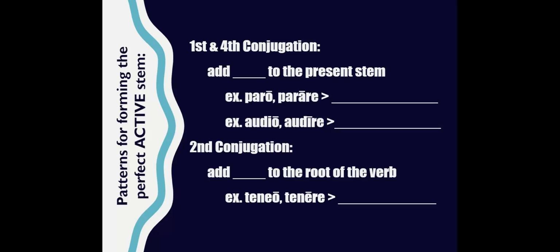There are some patterns for forming the perfect active stem. First and fourth conjugation, add VI to the present stem. So if we take our present stem, which we talked about earlier, we remove the RE from our second form. So for paro, parare, we remove the RE and we get para, and then add VI. It would be paravi. For audio, audire, we remove the RE and we get audivi.